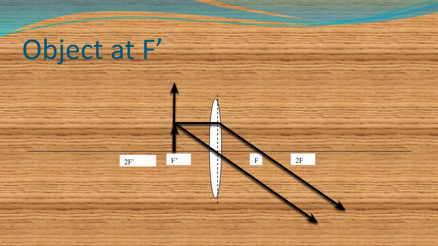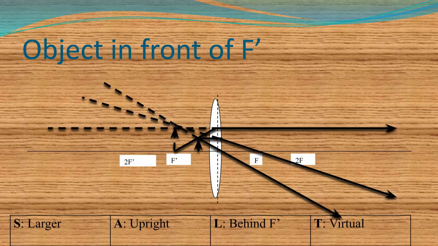When the object is placed at F', the refracted rays emerge parallel to each other. Consequently, no image is formed. When the object is in front of F', the image is larger, upright, behind 2F', and virtual. This situation is similar to using a magnifying glass.